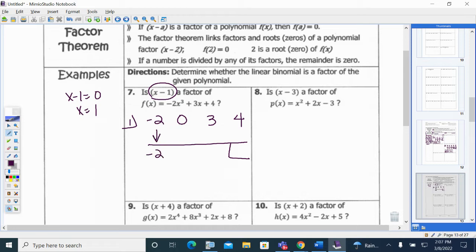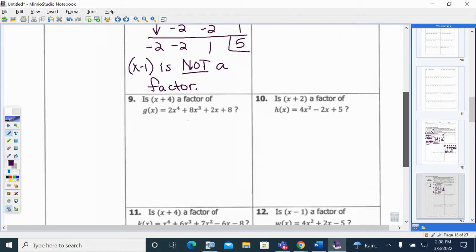Bring down the negative 2. 1 times negative 2 is negative 2. 0 plus negative 2 is negative 2. 1 times negative 2 is still negative 2. 3 plus negative 2 is a 1. And 1 times 1 is 1, and 4 plus 1 is 5. So because the remainder is 5, x minus 1 is not a factor. It doesn't divide evenly.